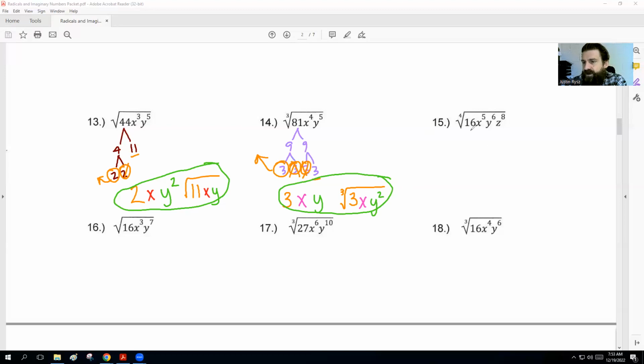All right, 4th root. 16 is 4 times 4, 2, 2, 2, and 2. So with the 4th root, we need to have 4 of them. 1, 2, 3, 4. So that 2 goes outside. We get rid of 3 of them, so nothing inside of the radical. Now moving on to the x's. We get 5 divided by 4 gives us 1 with 1 left over.